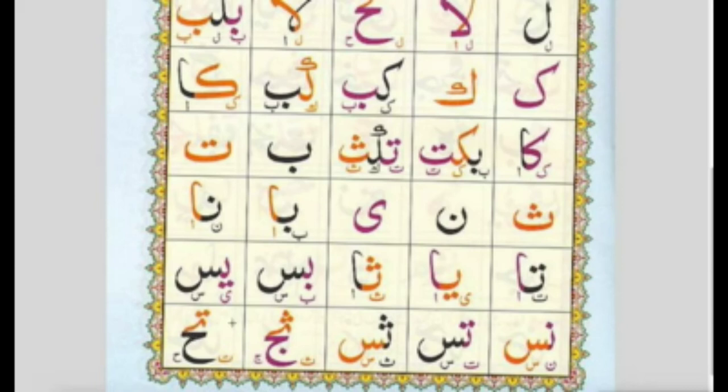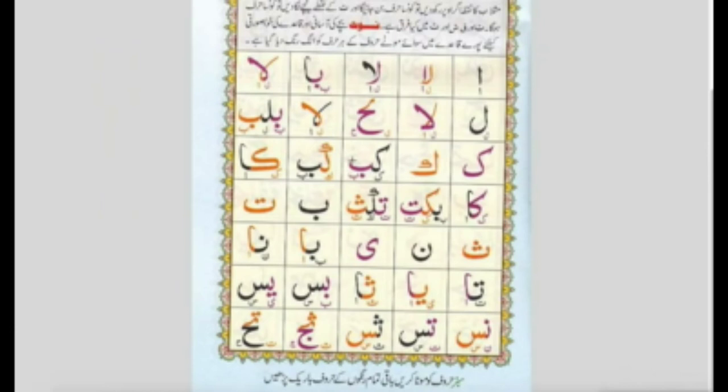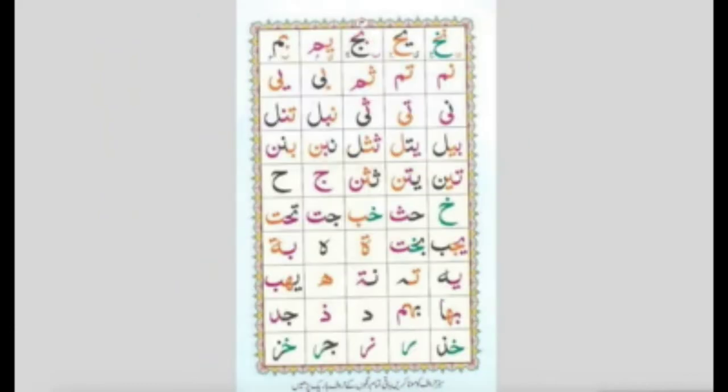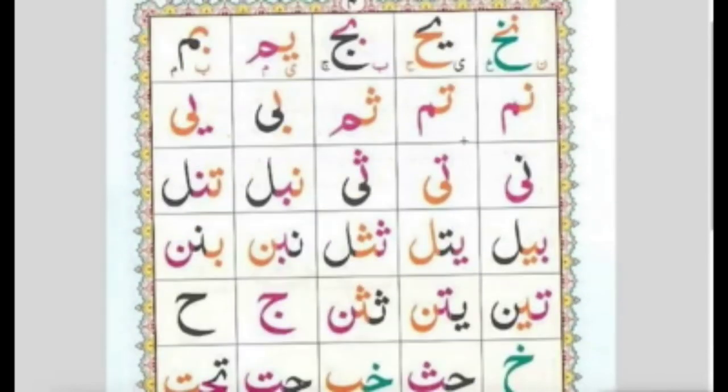Ta, Ha. So any letter that you want to connect with Jim, Ha and Kha, if that letter can connect with the next letter, then you have to connect it from here. Okay, so this was the first page. When we go to the next page, we're going to learn different letters from here. So one dot on the top is Noon, Kha. Two dots in the bottom, Ya, Ha. Ba, Jim.